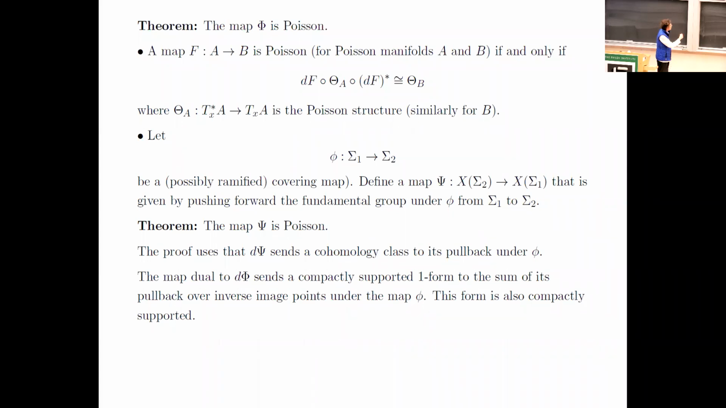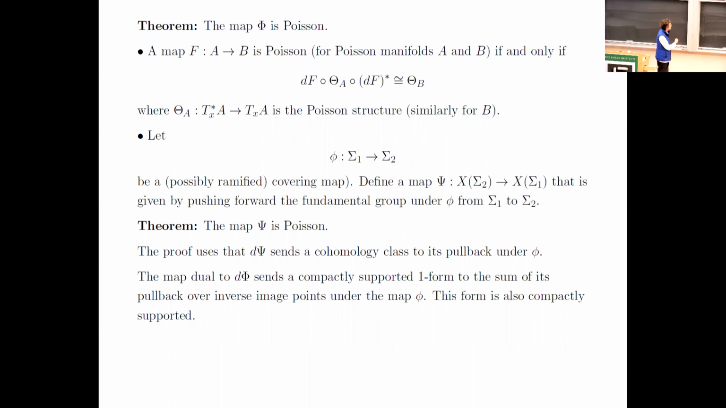In this situation, we can have the maps that we previously had, which were inclusion maps. We could also have a covering map or even a ramified covering map from one surface to another. We define a map psi, which goes from the character variety of sigma 2 to the character variety of sigma 1. This is obtained by pushing forward the fundamental group under the map little phi from sigma 1 to sigma 2. And we show that this map psi is a Poisson map.